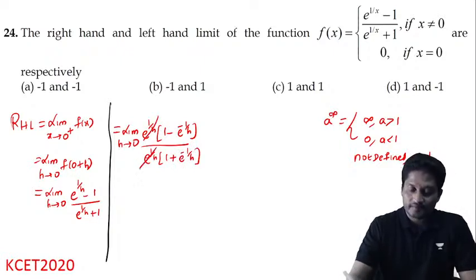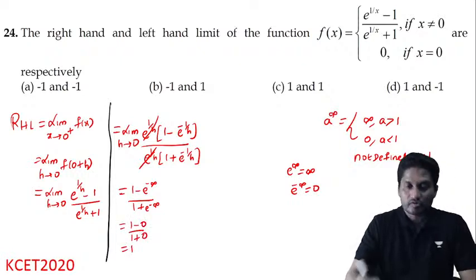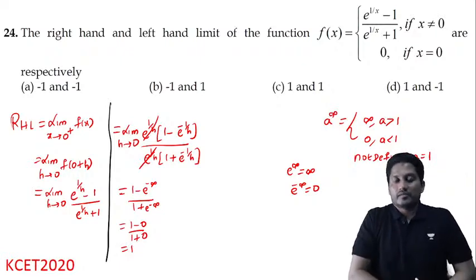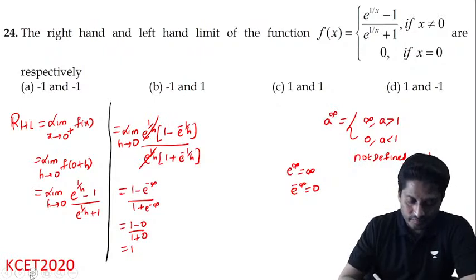This will cancel. Now if h tends to 0, 1 minus e power minus infinity by 1 plus e power minus infinity. E power infinity is infinity. E power minus infinity is 0. So this is 1 minus 0 by 1 plus 0, which is equal to 1. So right hand limit will be equal to plus 1. Alright, let me check the left hand limit.